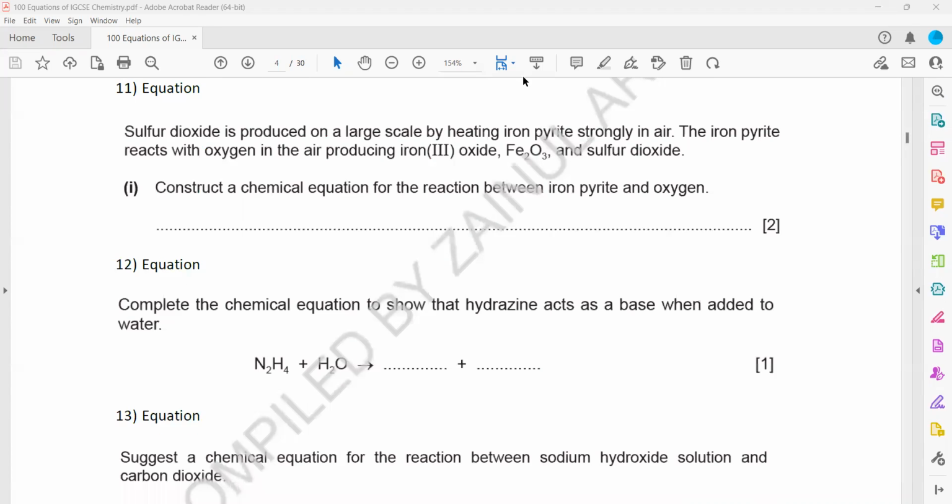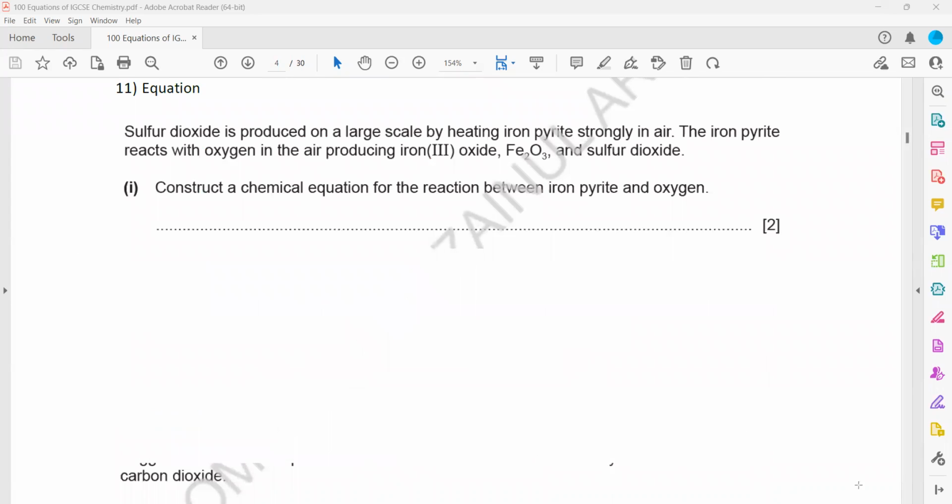In question 11, sulfur dioxide is produced on a large scale by heating iron pyrite strongly. The iron pyrite reacts with oxygen in the air to produce iron(III) oxide and sulfur dioxide.